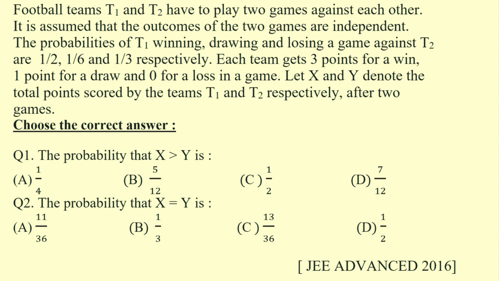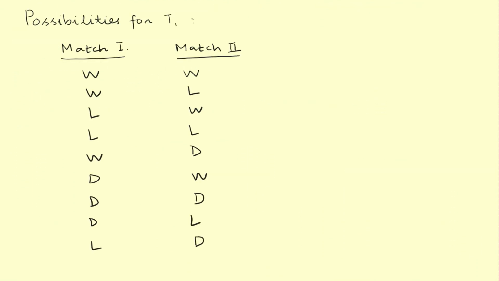So we will have to start by looking at the different possibilities that are there. Since there are three possibilities for each match and there are two matches, there will be 3 into 3, 9 possibilities as shown here. Now these are the possibilities for T1, same will exist for T2 also. Let's count the points scored by T1 in these cases. For T1, win and win means 3 plus 3, that is 6 points.